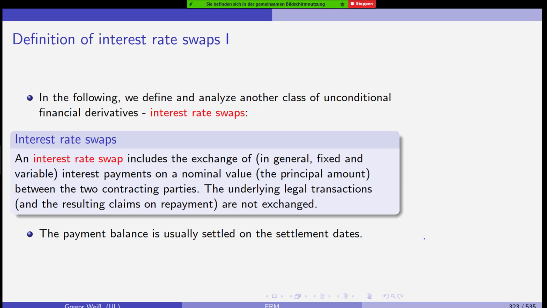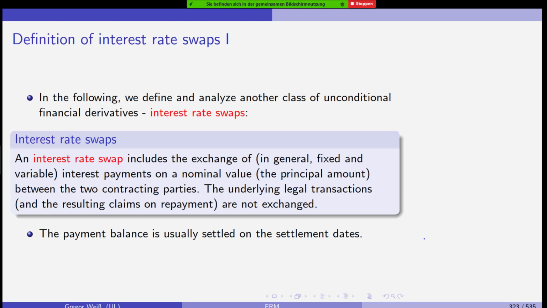Next, we also need swap contracts. Swap contracts are contracts in which we exchange a fixed for a variable payment. And for obvious reasons, this is most common in so-called interest rate swaps, where we have a fixed income from a fixed interest rate and we exchange it for a variable interest rate.